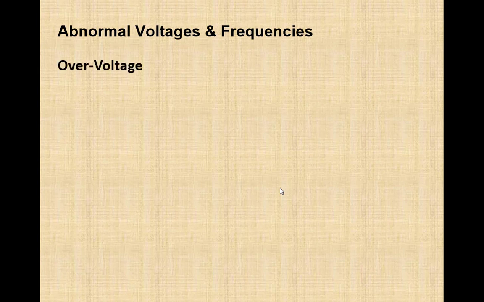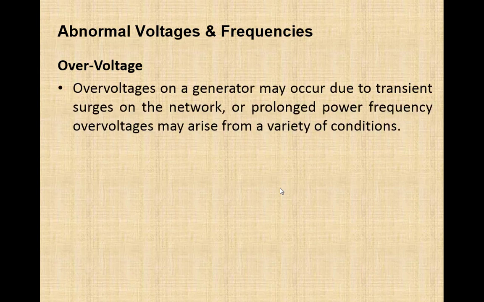Starting from the problem of over voltages. Over voltage on a generator may occur due to transient surges on the network, or prolonged power frequency over voltage may arise from a variety of conditions. So it means our over voltages are of two types. First type, where we have a transient over voltage, that could be due to lightning or switching in the power system. So in this way we define them: lightning transient and switching transient. These are short duration, very high amplitude voltages that may cause damage to the insulation.